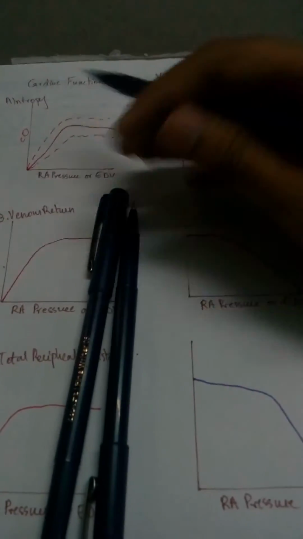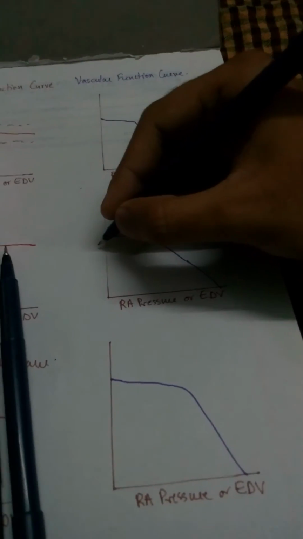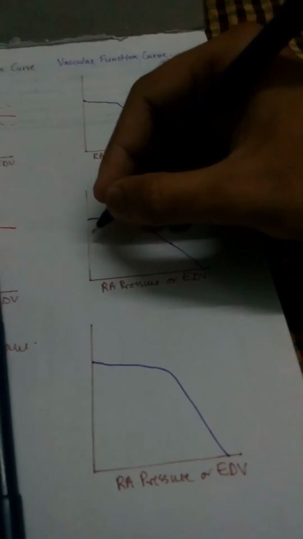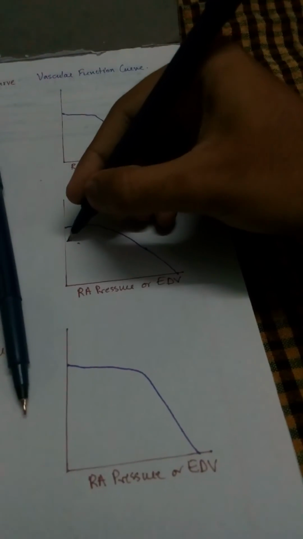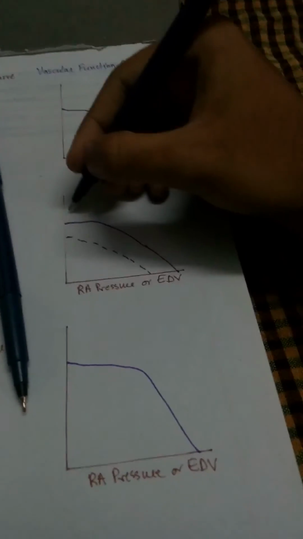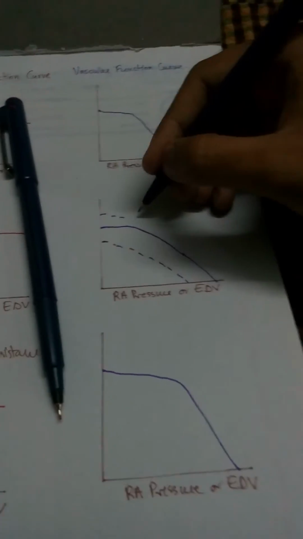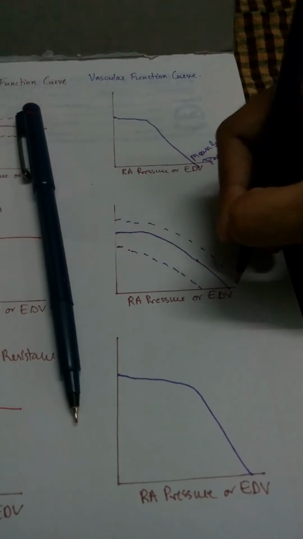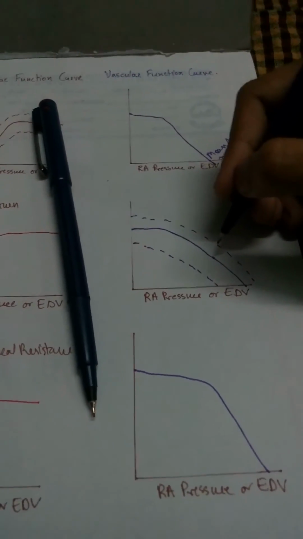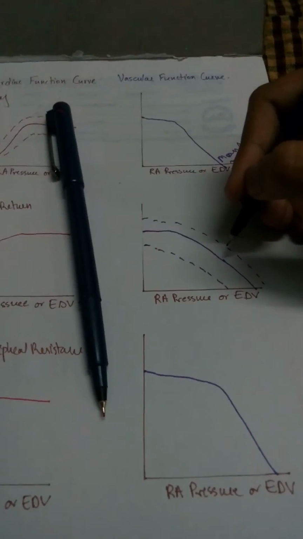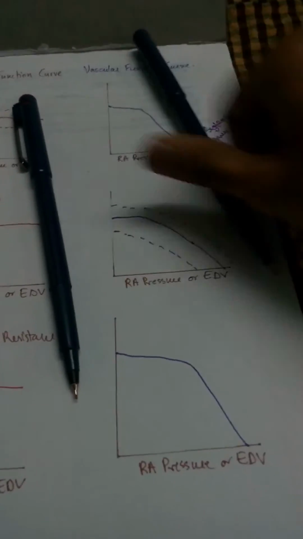The effect of venous return on the cardiac function curve is not seen, but it is seen on the vascular function curve. The vascular function curve decreases when the venous return decreases, and increases when venous return is increased. Increased venous return can be due to fluid infusion and sympathetic activity, and reduced venous return can be due to acute hemorrhage and spinal anesthesia. The total peripheral resistance affects both the cardiac function and the vascular function curve.